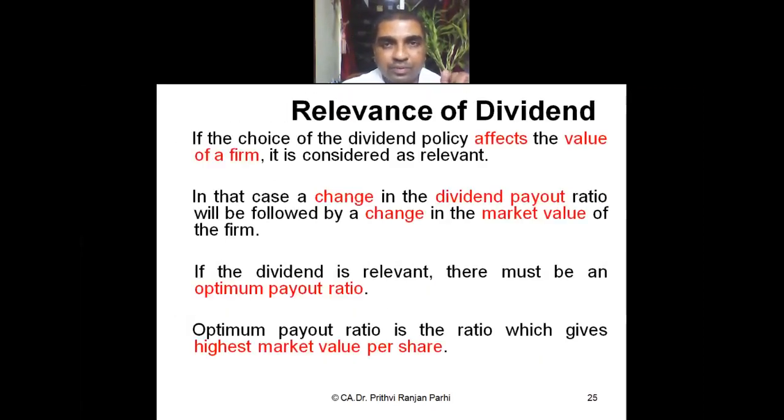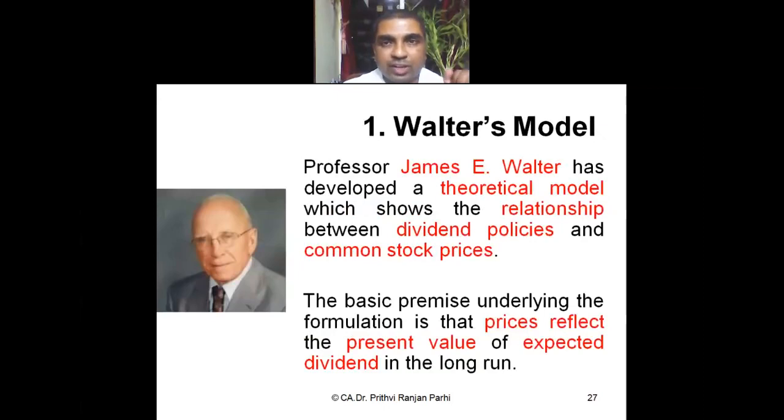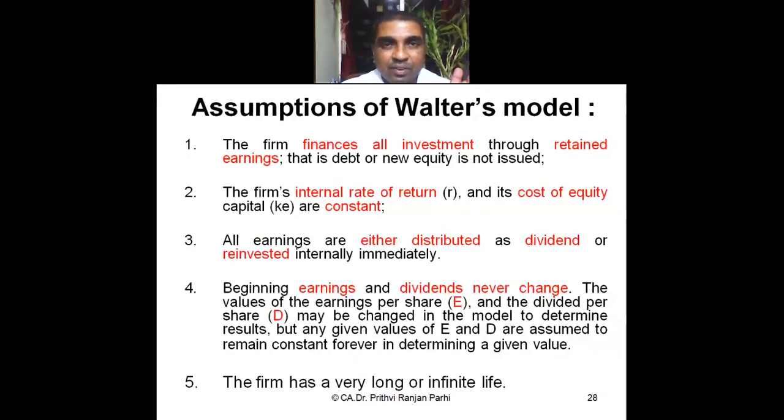Now, in the previous class, we started the Walter model. This particular theory was founded by James E. Walter. We have understood the concept. I had shown you his photograph. He says that dividend is relevant. Certain assumptions we have understood. These assumptions are that the firm finances all its investments through retained earnings. That means there is no outsider funding. If some money is required, the firm will use its retained earnings. That is assumption number one.